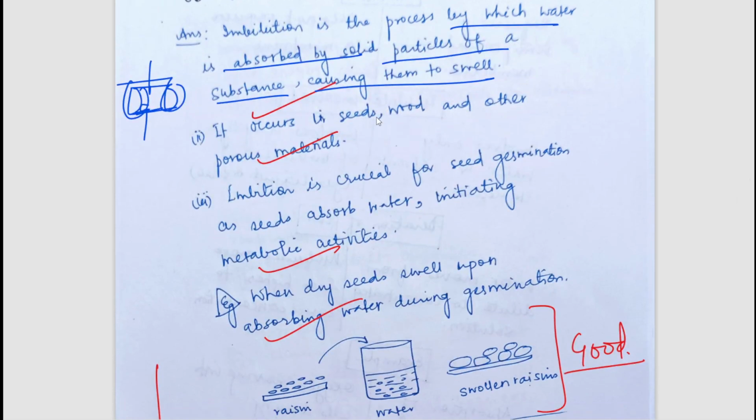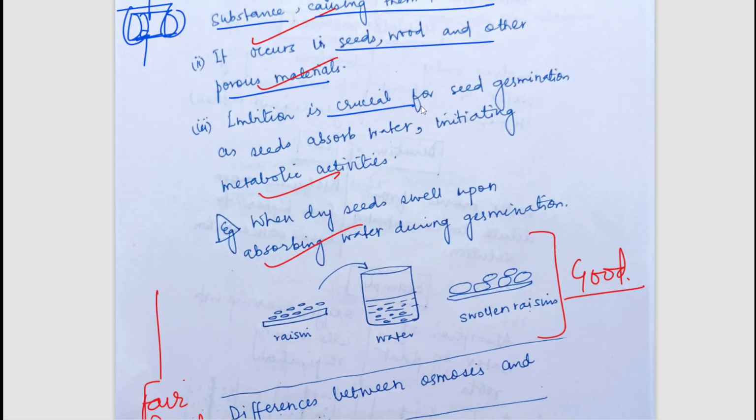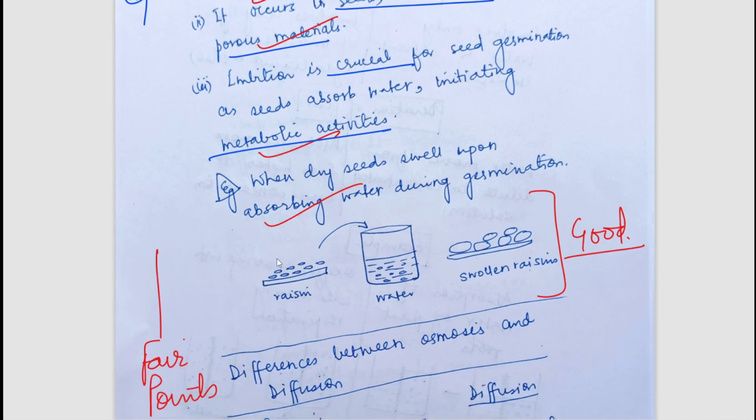So it can occur in seeds, woods, and other porous materials. It is obviously crucial for seed germination, because after water or moisture is absorbed by the seed, its metabolic activity starts and then it germinates. So you can see a good student tried to explain with the examples also.